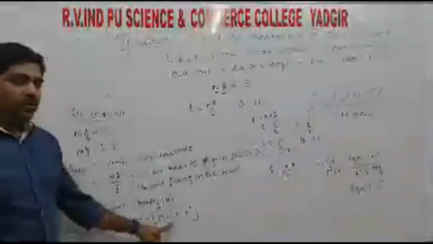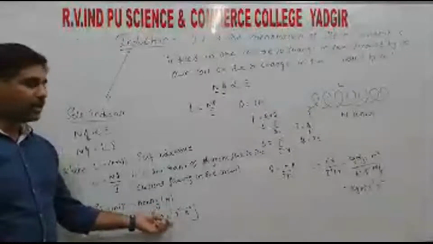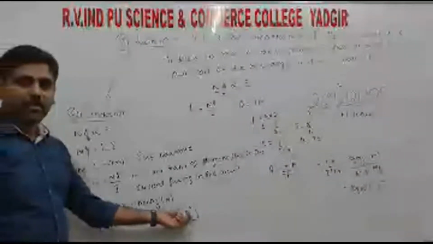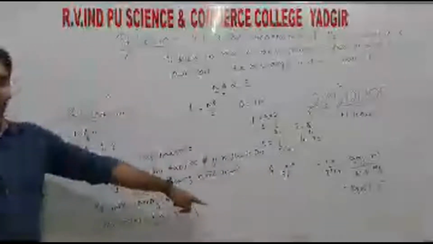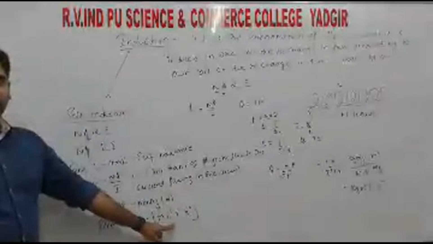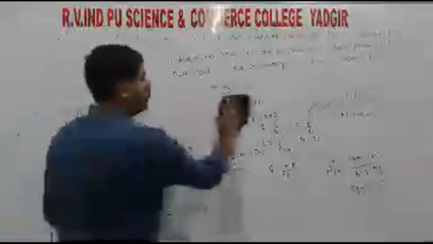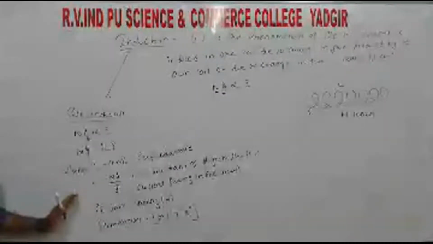Writing that in dimensions, kg is mass, meter is length, second is time, and current is amperes. In dimensions, amperes is mentioned as A, so this is a lengthy procedure. So directly you need to remember this one. So this is about the inductance.